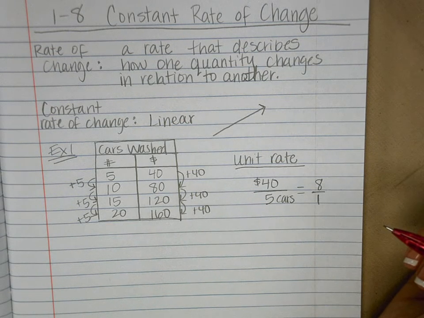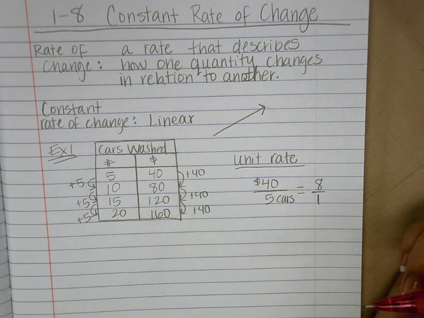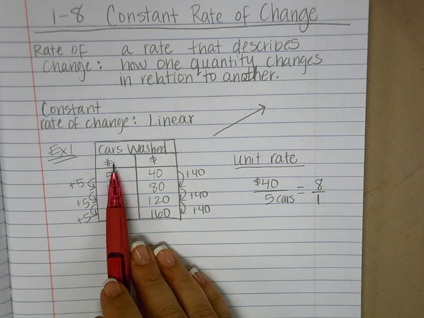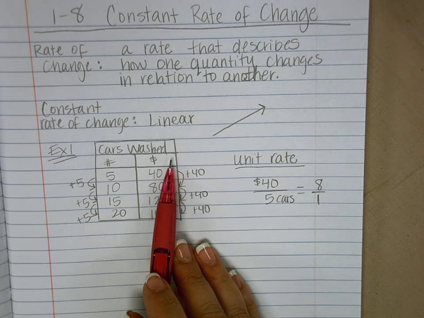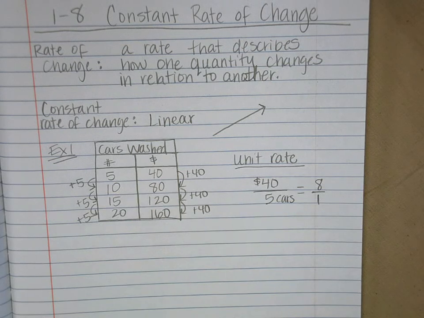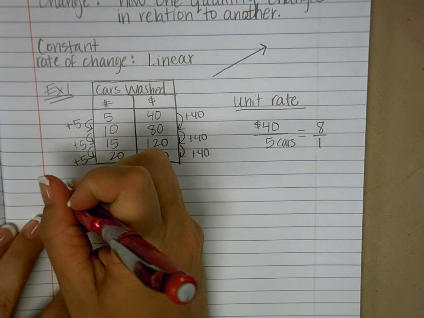Okay? Is this linear if we graph this? Would it make a straight line? Yes. Would it be proportional? Yes. Because at 0 cars, they would make $0. So it would have to go through the origin. Okay? So that's a real basic chart. And then we're going to do one with a graph, just to have 2 examples here. And then we're done with notes.